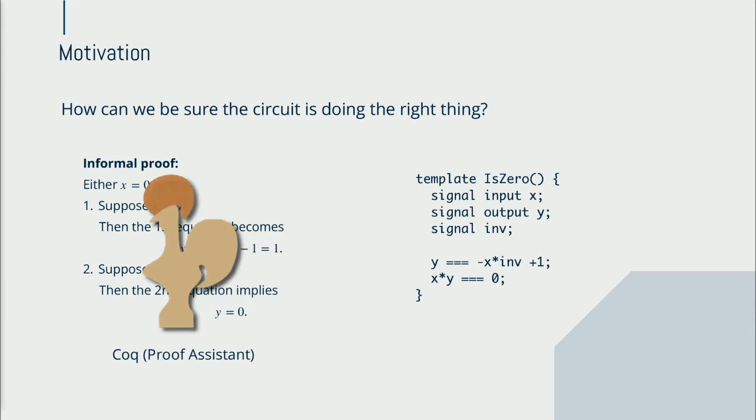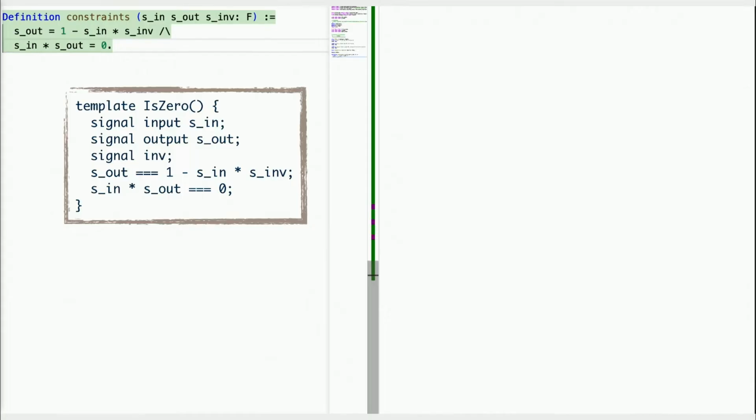So basically, using proof assistants such as the Coq proof assistant, you write down a program called the proof script that generates the proof, and the proof system checks that your proof actually proves the things that you claim to be proving. So let me show you a very simple example of this: an is0 circuit.